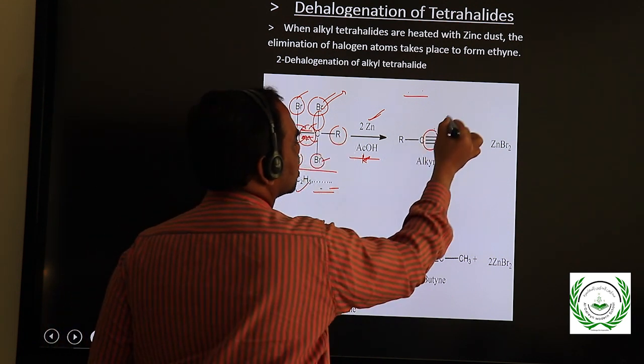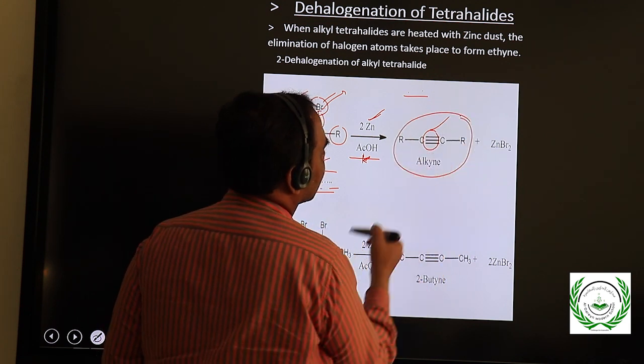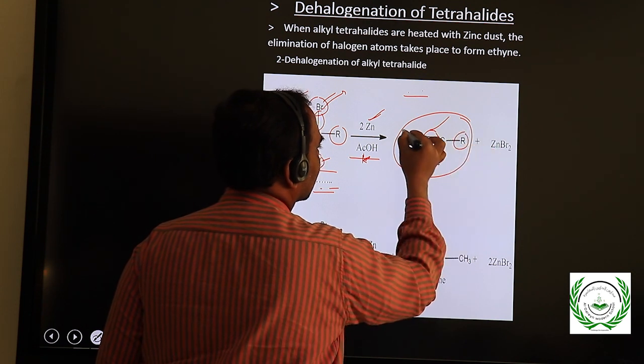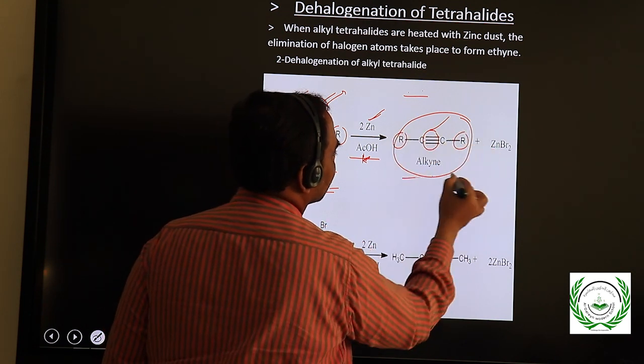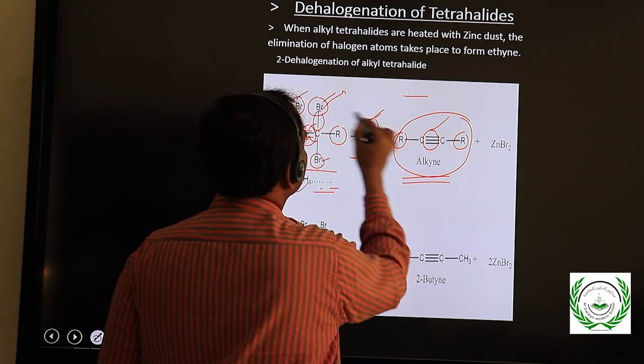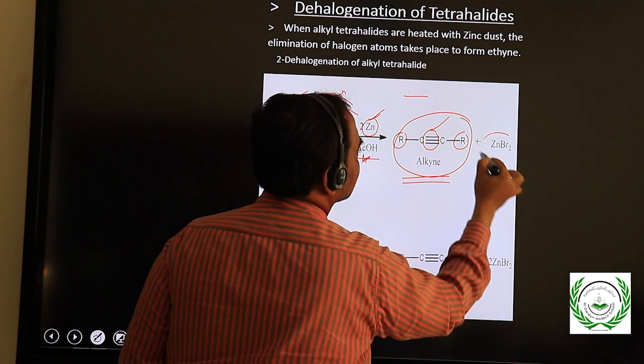3 bonds. So you can see 3 bonds. So this triple bond compound is alkyne. We can't give the name because of R, alkyl. So just commonly we can give it as alkyne. Now next, this zinc, remaining bromine, all the bromines, they react with the zinc and form zinc bromide.